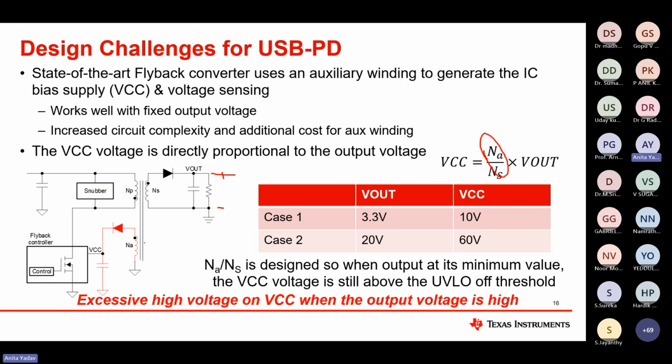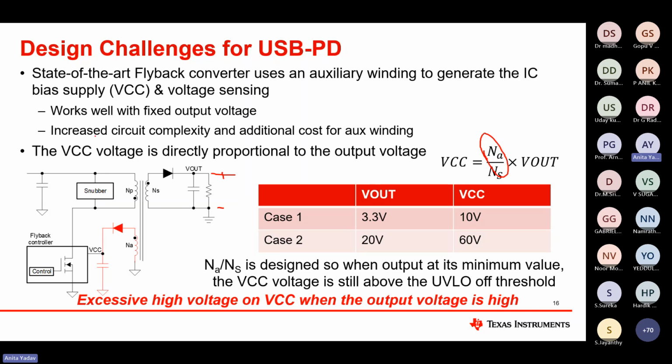So but this is the fixed value. Turns ratio becomes a fixed value. So what happens is, for 3.3 volt you will get a VCC of 10 volt, but for this 20 volt output you will get a VCC of 60 volt. But our controller pins in general are not rated for such a high voltage. Thus, it may damage the controller pin. So excessive high voltage on VCC is the disadvantage.